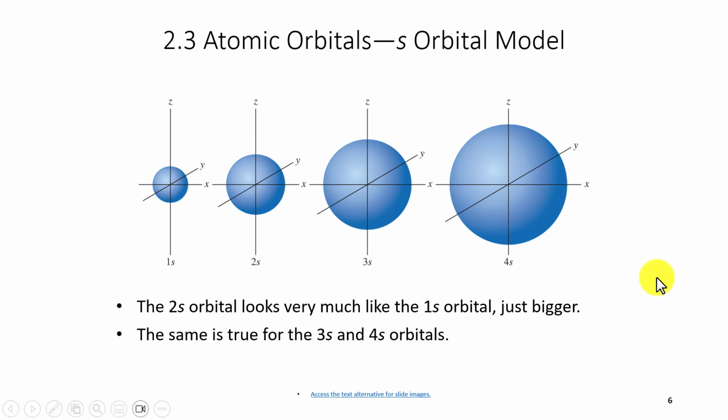The s orbitals from the first energy level, the second, the third, and the fourth are really spheres. They look the same. The only difference is that they increase in size. So you can see for n equals 4, the s sublevel is much larger than for n equals 1. They look very much alike. They're spheres, just those radii get larger and larger as I move away from the nucleus, obviously.